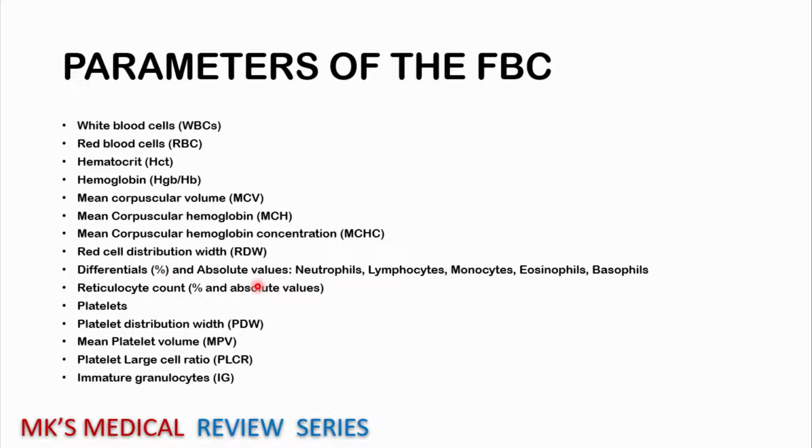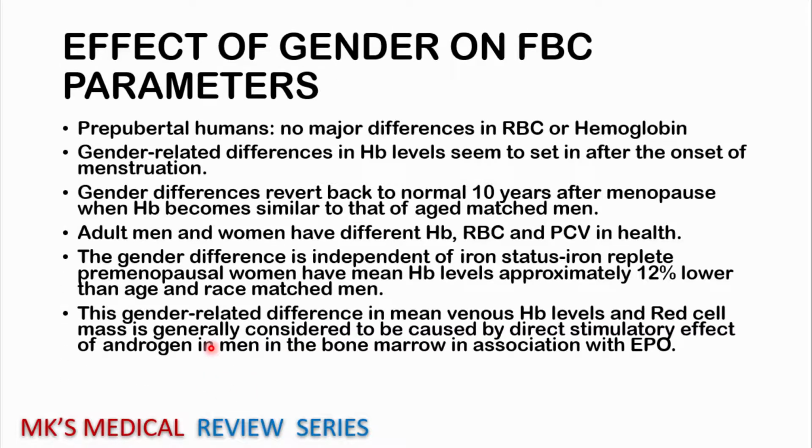Sometimes this may not be there on your typical FBC that you see on the wards. Then your platelet count, your platelet distribution width, which is abbreviated PDW, the mean platelet volume, MPV, and the platelet large cell ratio, which is the PLCR, as well as the immature granulocytes, which is IG.